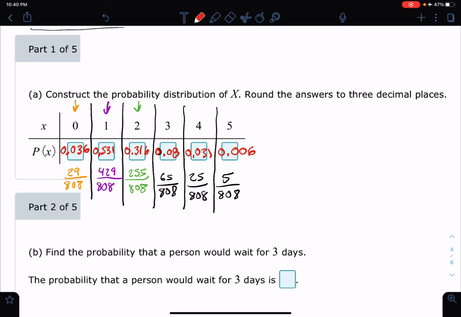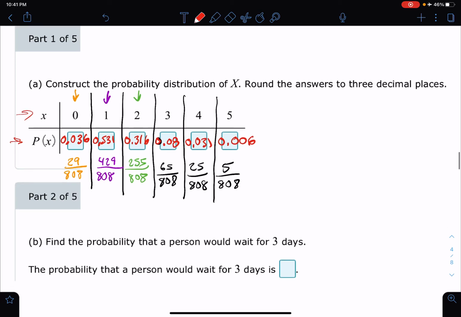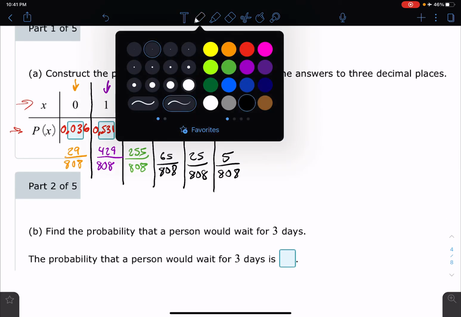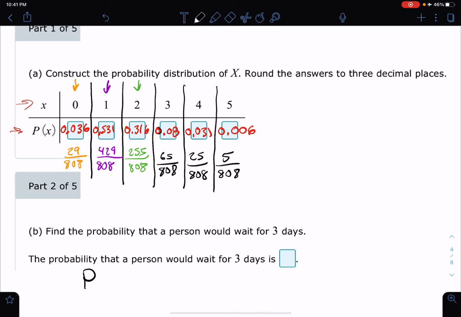Okay, so now we just made a probability distribution, right? The x values are the random variable x of the event that's taken place, and then we've got the probability of that event happening. Find the probability that a person would wait for 3 days. Okay, so waiting for 3 days, the notation means probability of exactly waiting 3 days, and I can see that. Waiting for 3 days is right there. So that's just going to be 0.08, done.